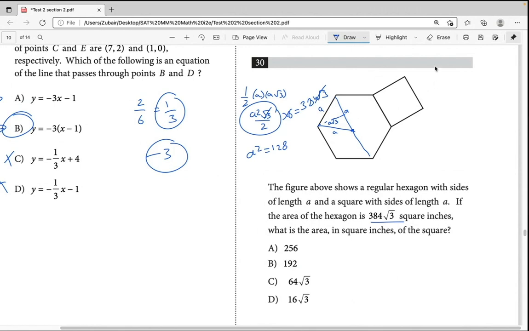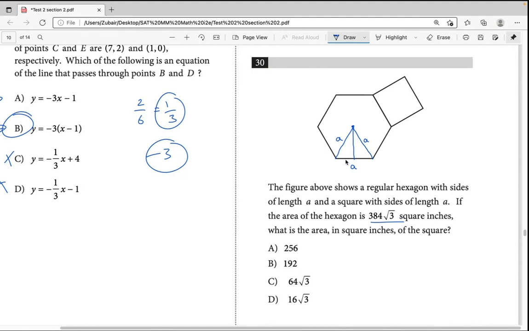Where is the mistake? No option is 128. One of the sides is A. This is A. This is A. This is A. When we split it into, oh, that was A by 2. So this side is A. This is A by 2. I took that as A. So this is A by 2 square root 3.